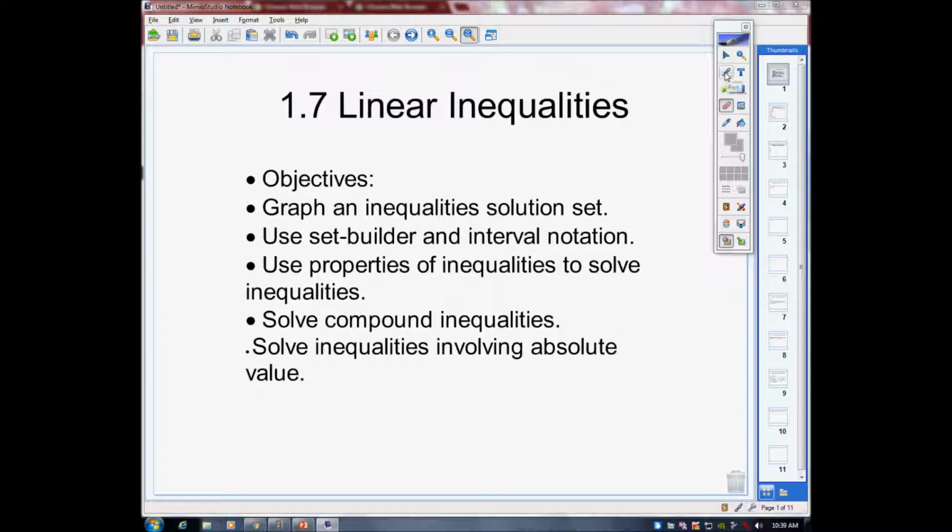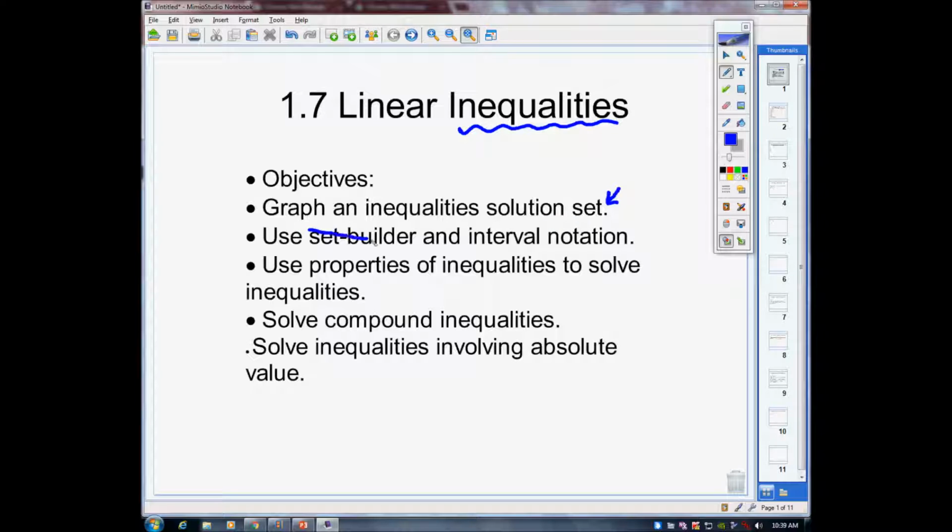Hello ladies and gentlemen, we are getting ready to start 1.7 linear inequalities. Woo! We're not equals anymore, we're not equal. Therefore, we have to look at things a little differently. The first thing is how I'm going to have you answer your questions, as we're going to use graph inequalities and give a solution set.